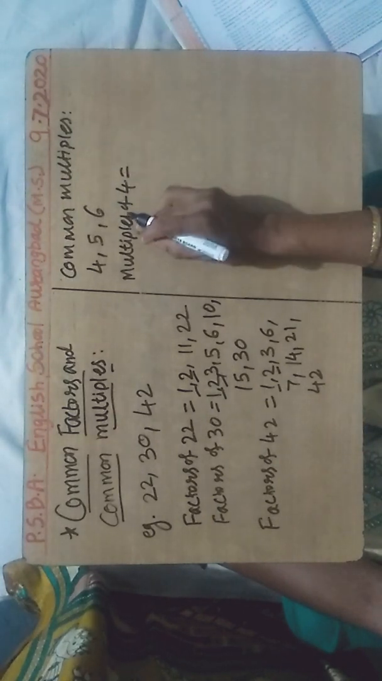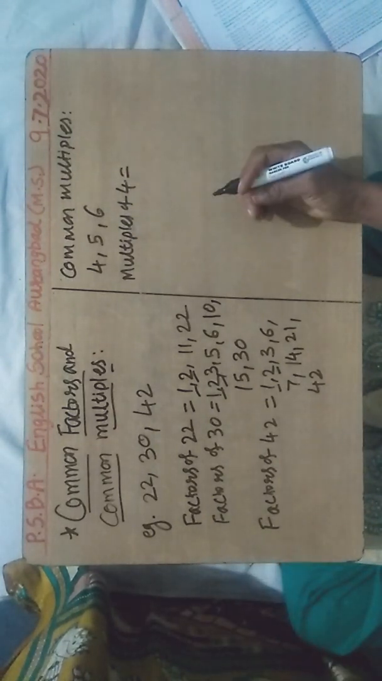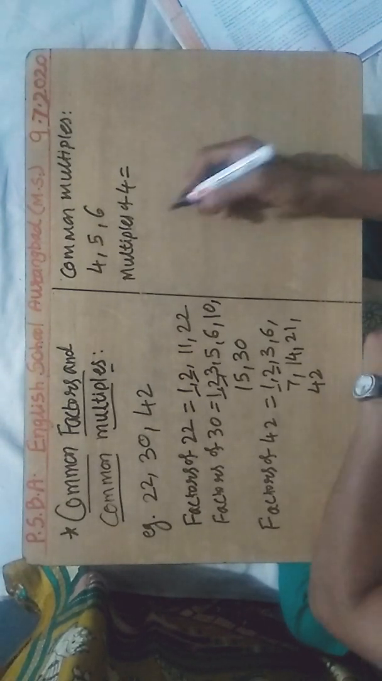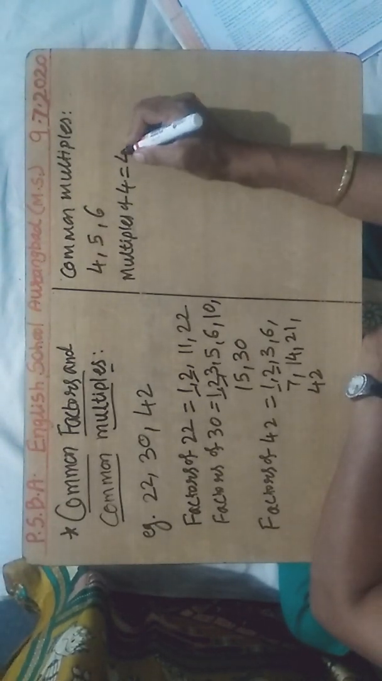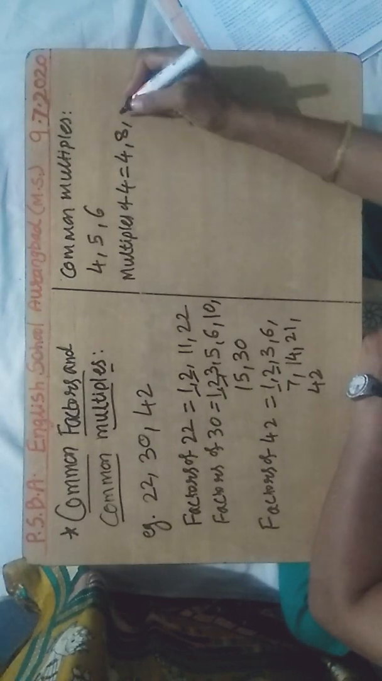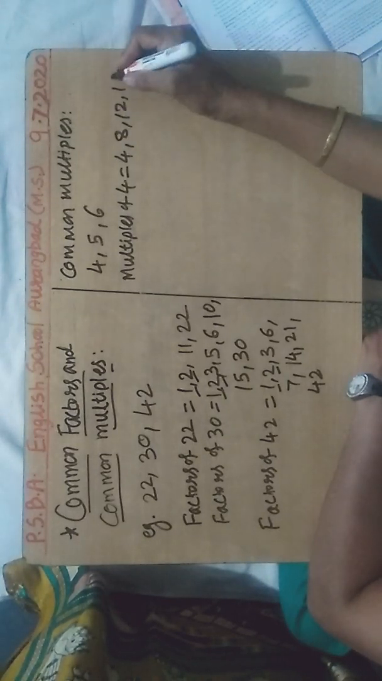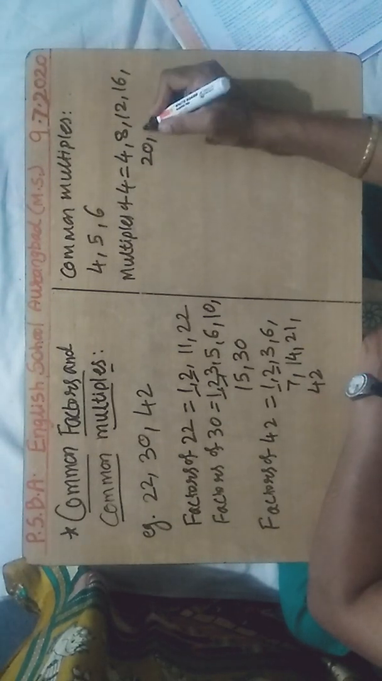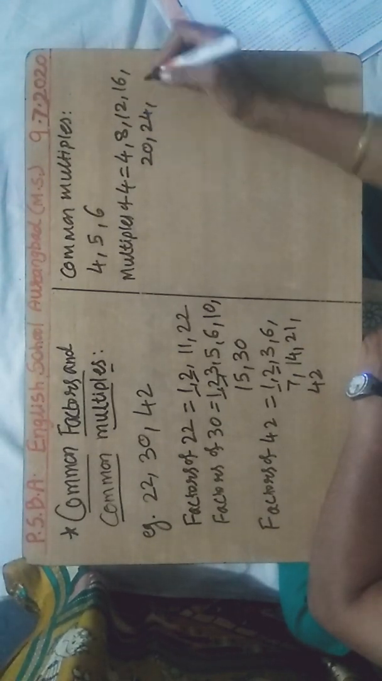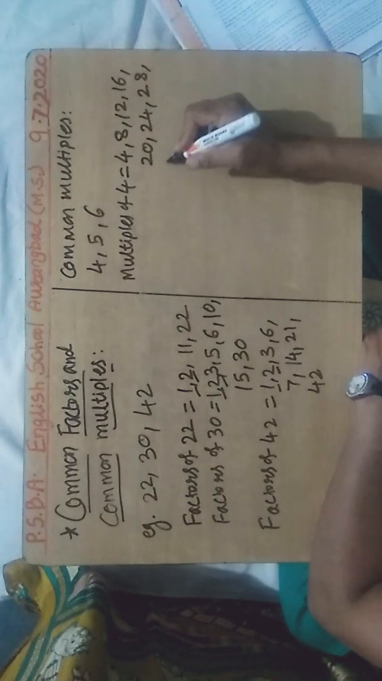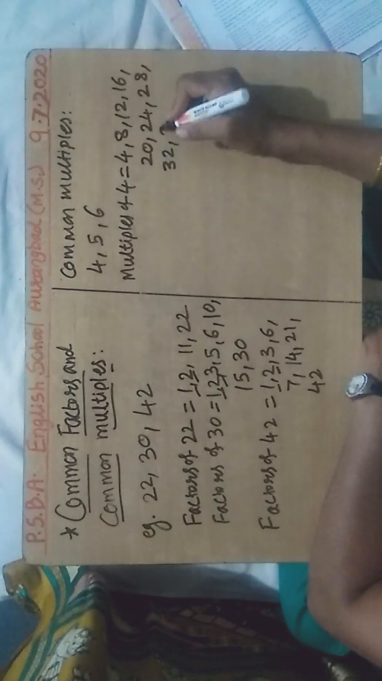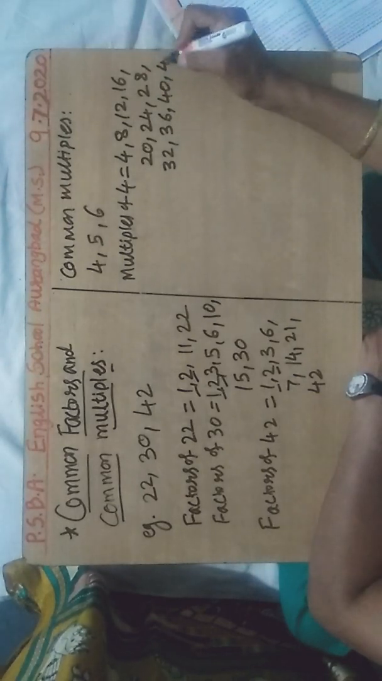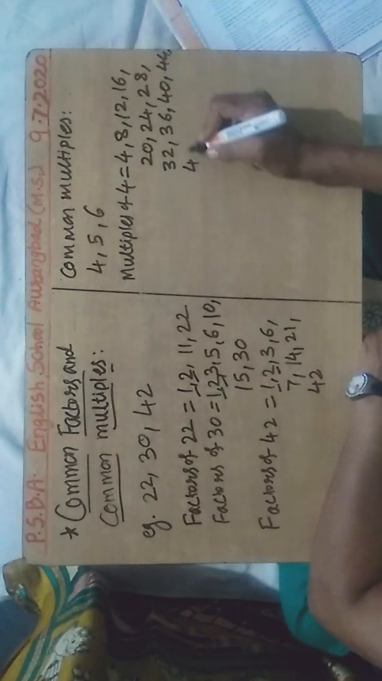4. One thing here, children, you have to remember that we can write infinite number of multiples. Okay, so multiples of 4 are 4, 8, 12, 16, 20, 24, 28, 32, 36, 40, 44, then 48.